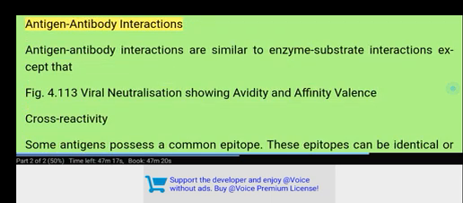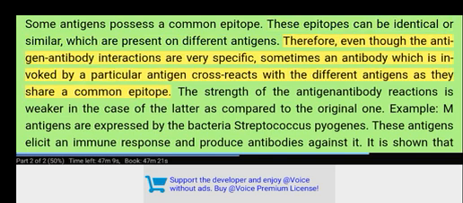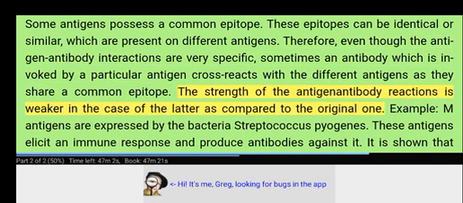Antigen-antibody interactions. Antigen-antibody interactions are similar to enzyme-substrate interactions, except that Figure 4.113 viral neutralization showing avidity and affinity valence. Cross-reactivity. Some antigens possess a common epitope. These epitopes can be identical or similar, and are present on different antigens. Therefore, even though antigen-antibody interactions are very specific, sometimes an antibody invoked by a particular antigen cross-reacts with different antigens as they share a common epitope. The strength of the antigen-antibody reaction is weaker in the latter case as compared to the original one.